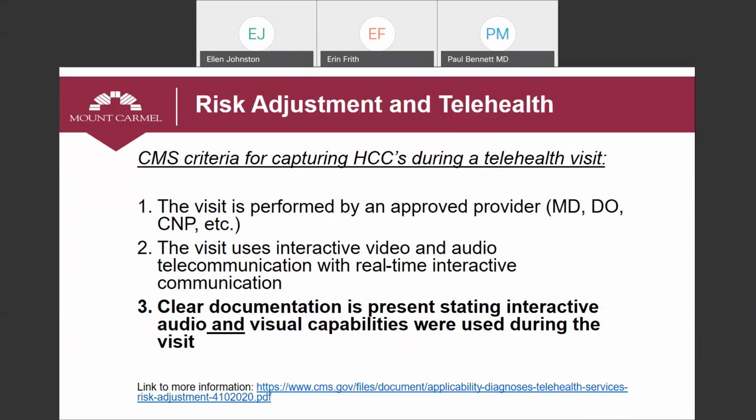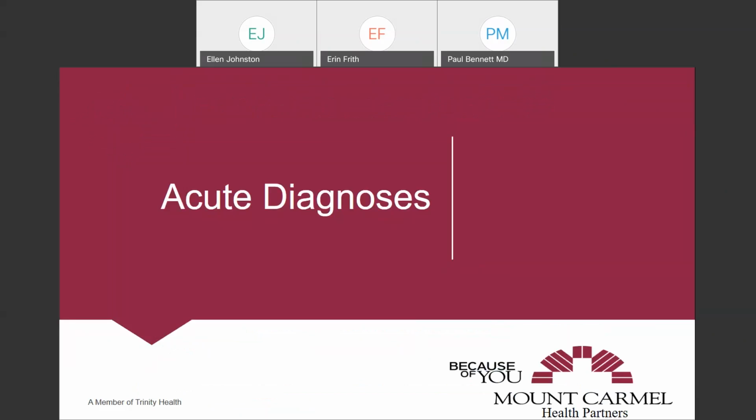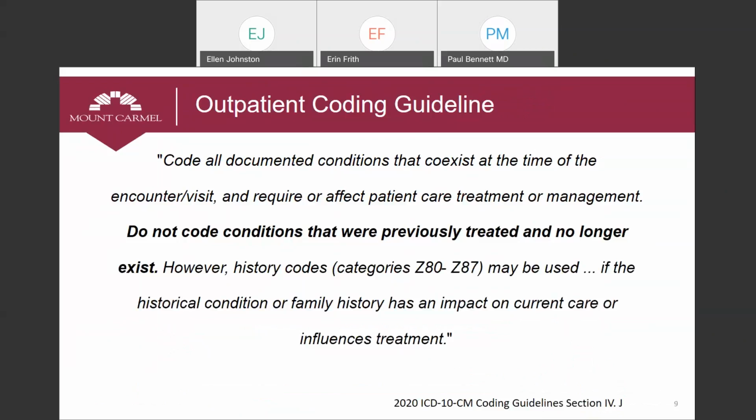Next, we will jump into information specific to acute conditions. According to the 2020 ICD-10 guidelines, medical professionals should code for all documented conditions that exist at the time of the visit that affect patient care or treatment. Do not code for conditions that were previously treated and no longer exist. Instead, historical codes should be used, especially if the condition would still have an impact on the patient's health. We will dive further into historical codes in the next few slides.